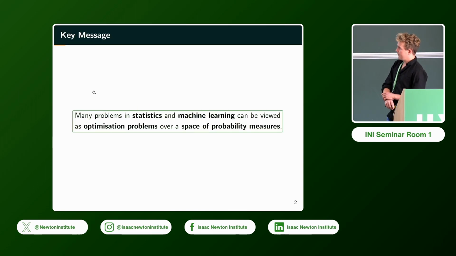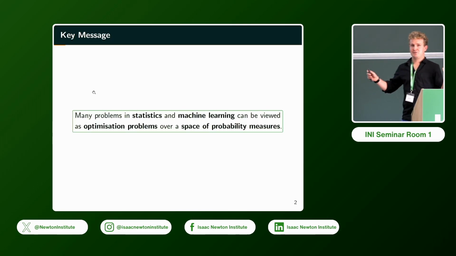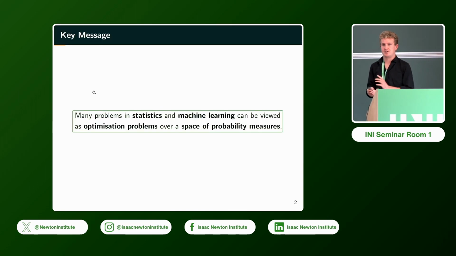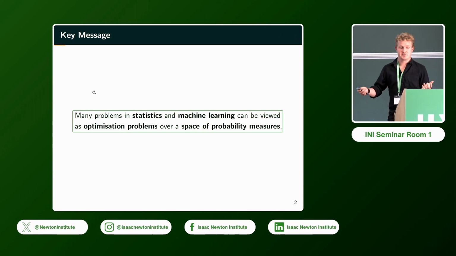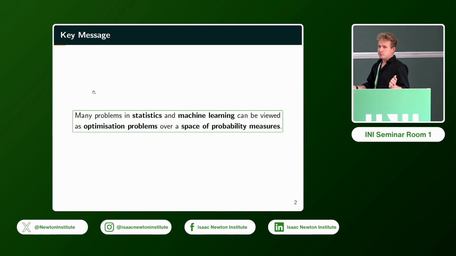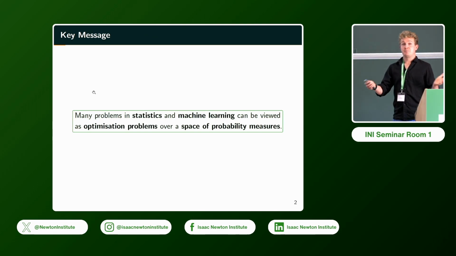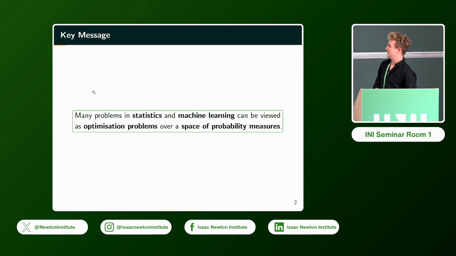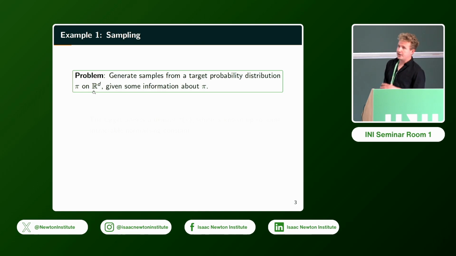So, a bit of background and motivation. The starting point and a central theme of this talk is that many problems in stats and machine learning can be viewed in some sense as optimization problems over a space of probability measures. This is a viewpoint which has been around for some time, going back to the 90s, but actually it's found a renaissance in the last 10 years or so. I think it's a really powerful viewpoint and one which still can be exploited more in this community. Okay, so we're going to go through a few examples of problems which can be viewed in this framework.